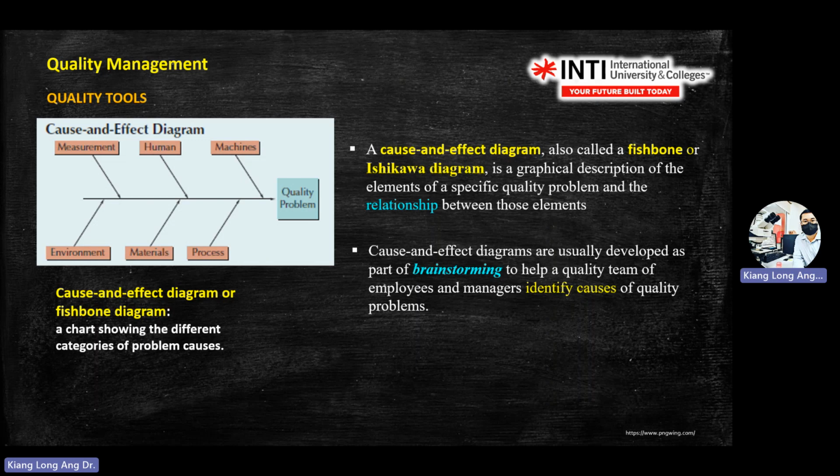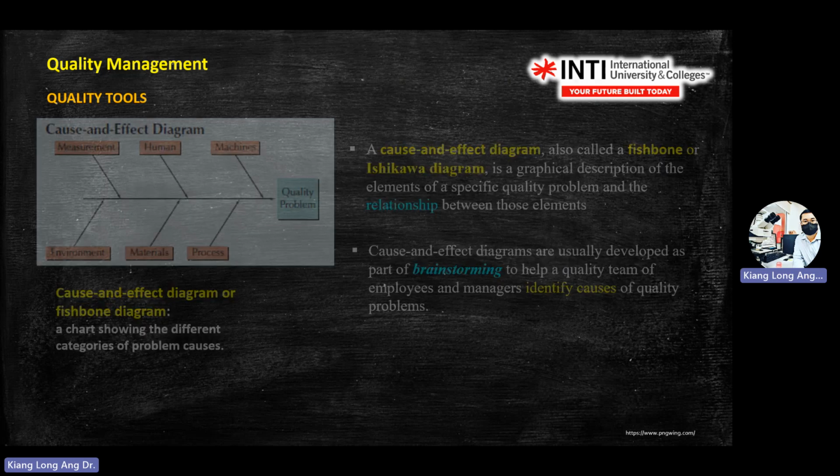When you pull out these tools is during brainstorming. You call all the teams together and then discuss what actually happened to that particular problem. Okay, so this is a fishbone diagram or cause and effect diagram. The purpose is to identify the cause of that problem.